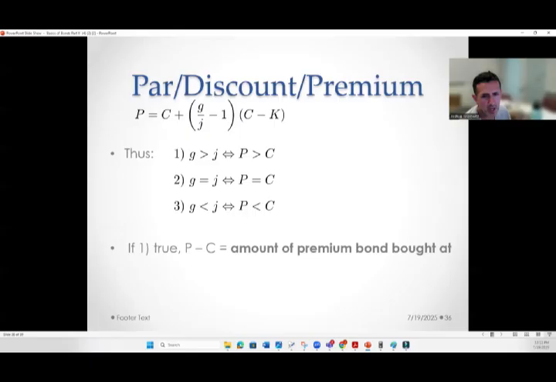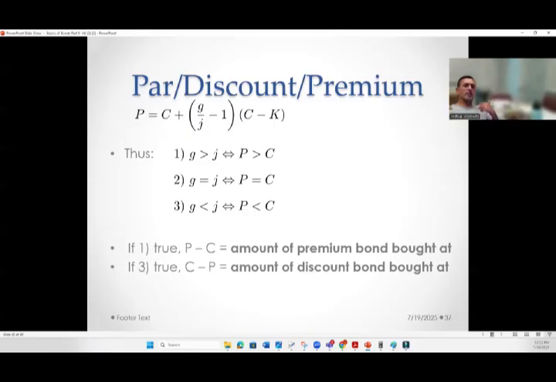Okay, same terminology. If the price is bigger than redemption, the bond is bought at a premium, and P minus C is the bond premium. If the price is less than the redemption, the bond is bought at a discount.